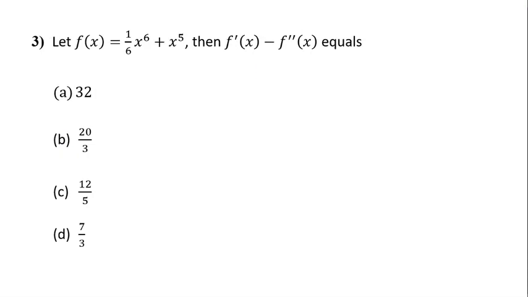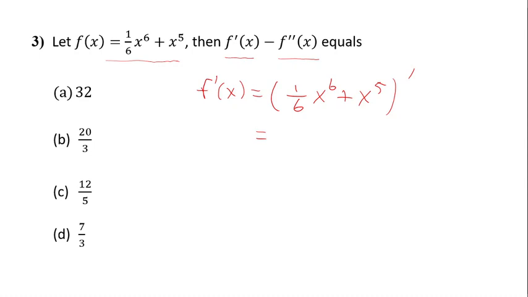Okay, now let's look at this function here. Let f of x be 1 over 6 x to the 6 plus x to the 5th, and then what is f prime of x minus f2 prime of x equal? Now let's see what happens. Okay, what is f prime of x? So let's write the f of x first, and I will try to do it step by step. So I distribute prime to each term.